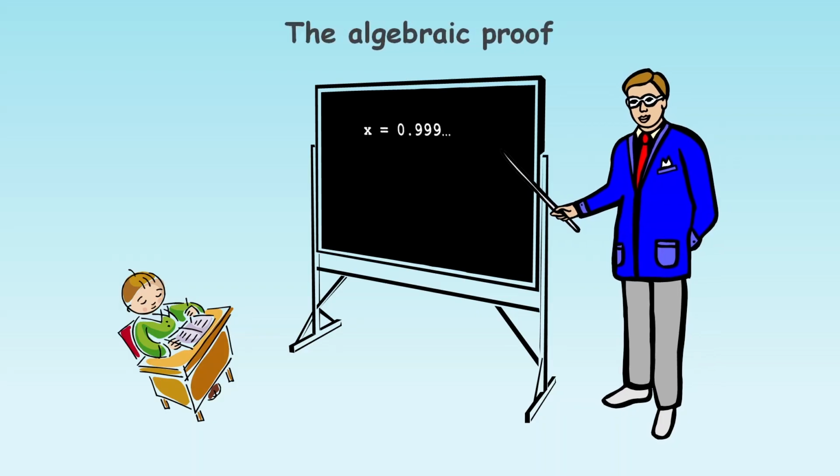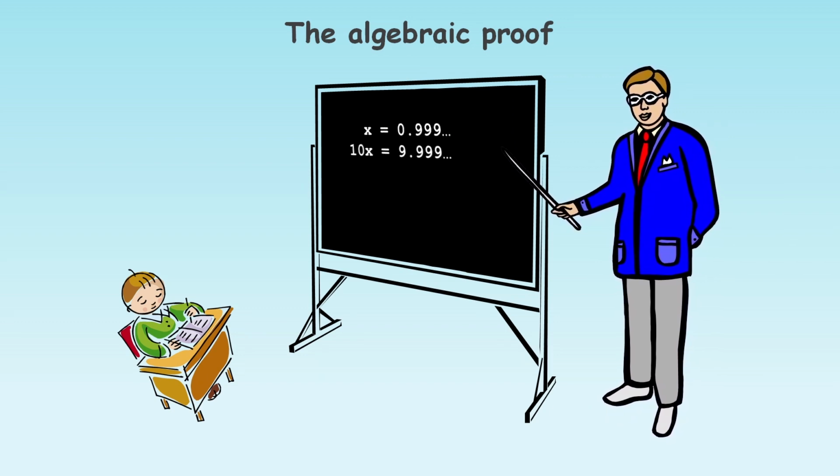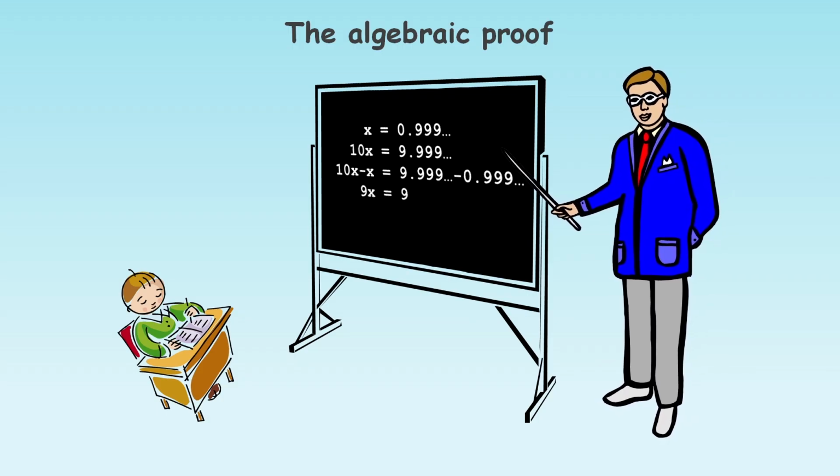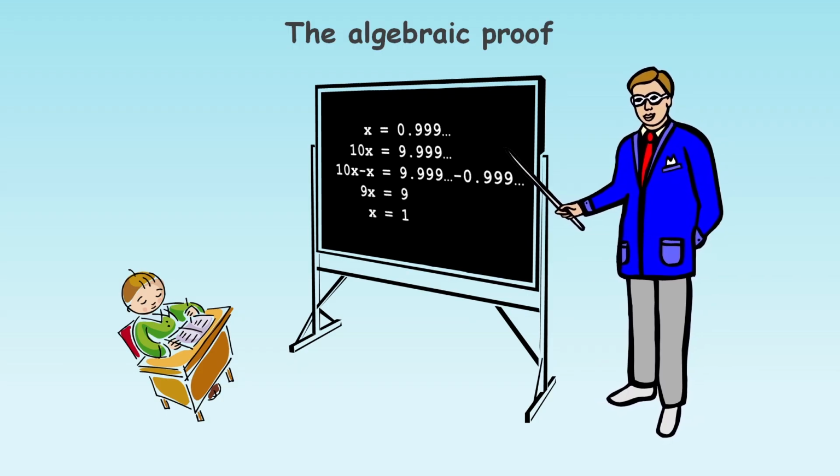Let x equal 0.9 recurring. So 10x is 9.9 recurring. Then we subtract the first line from the second, giving 9x equals 9. And so x must equal 1. This might look very clever, but just think about what's really going on here.